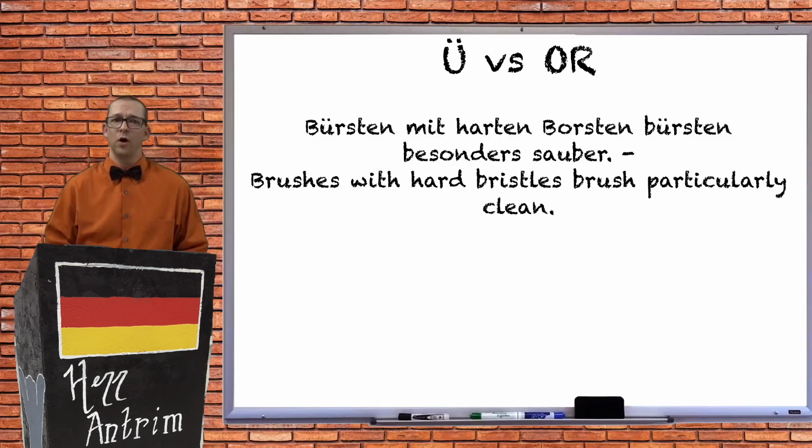U-Umlaut versus OR. Bürsten mit harten Borsten bürsten besonders sauber. A lot of English speakers have trouble pronouncing the U-Umlaut. When it's alternated with the OR sound, as it is in this tongue twister, it draws attention to the way that you need to move your mouth. If you don't get your tongue out of the way, you'll end up saying the wrong vowel. Bürsten mit harten Borsten bürsten besonders sauber.